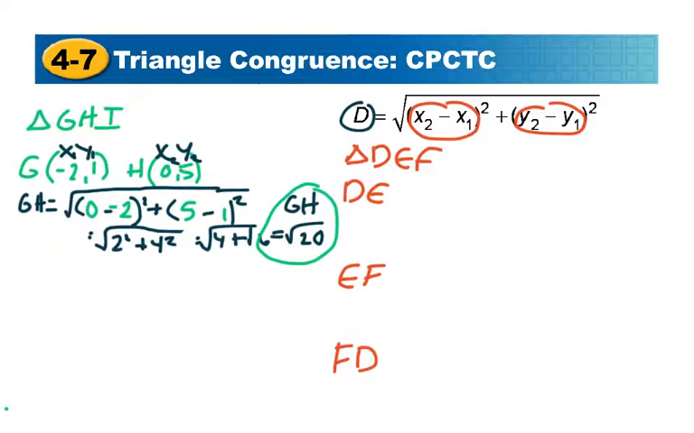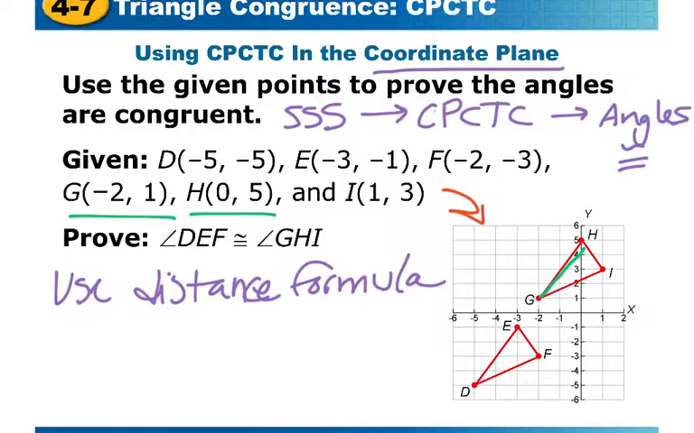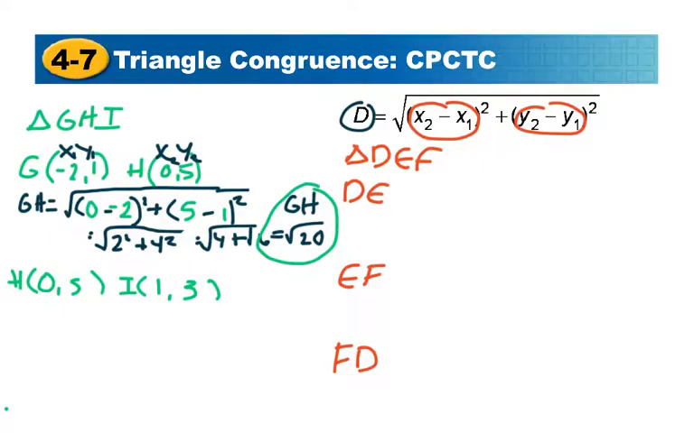Alright, next one I'm going to do is HI. So we need the coordinates of HI. Those are (0, 5) and (1, 3). To find the length of HI, we're going to end up with the square root of, if we apply our x's here, this is an x and a y of the first point, this is an x and a y of the second point.